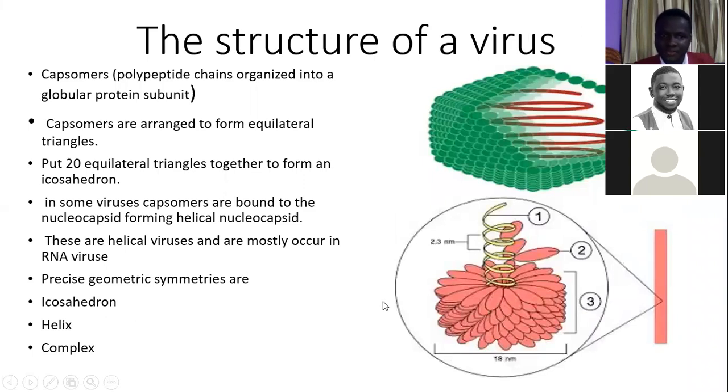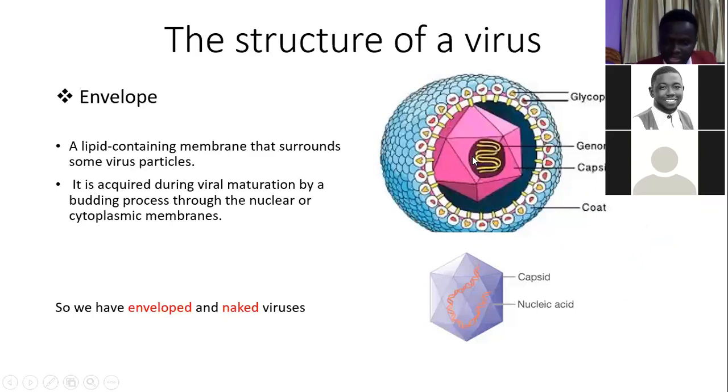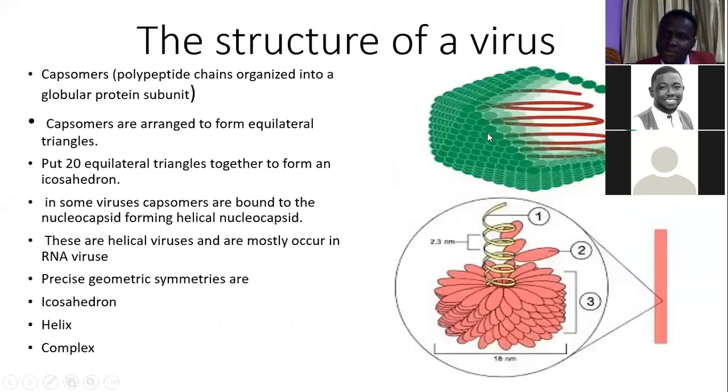Let's go to the structure of a virus. When you take a typical virus, I have told you that it has an outer protein coat and an inner core of nucleic acids. The outer protein coat is made up of what? Protein subunits. A virus may come in three forms. You will get either the one in icosahedral shape, the one in helical shape, and the one that is complex, which is neither icosahedral nor helical.